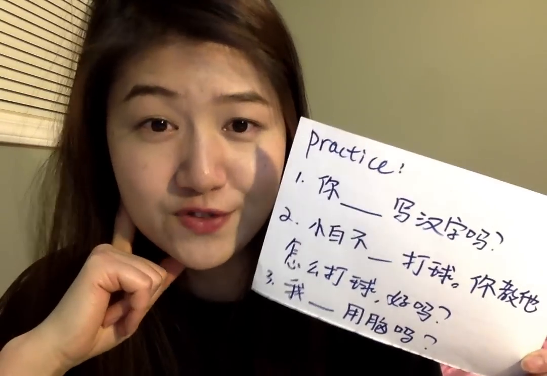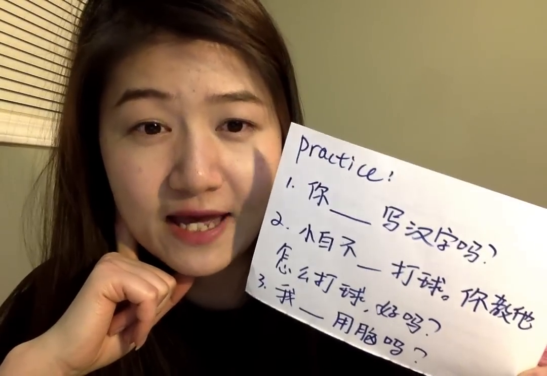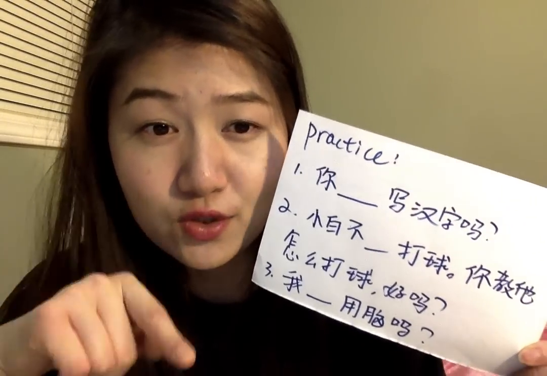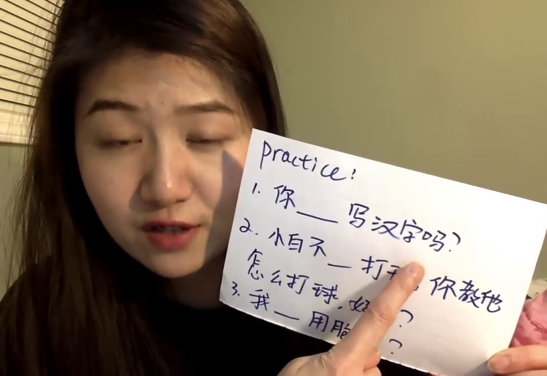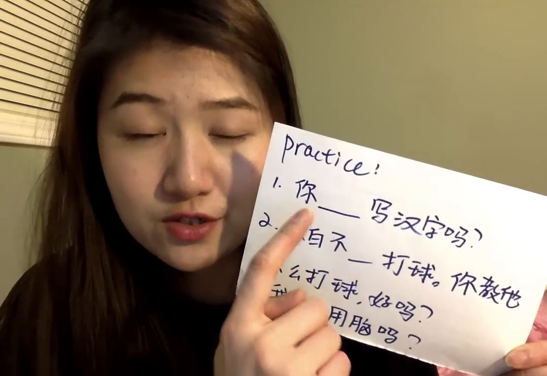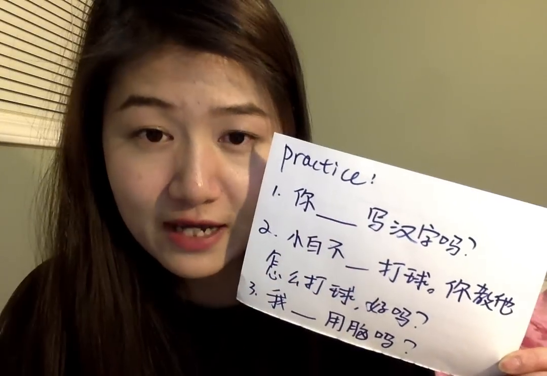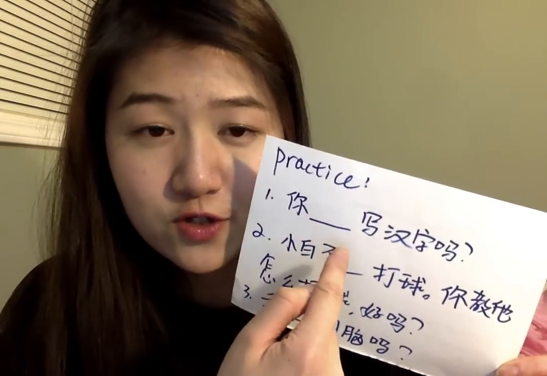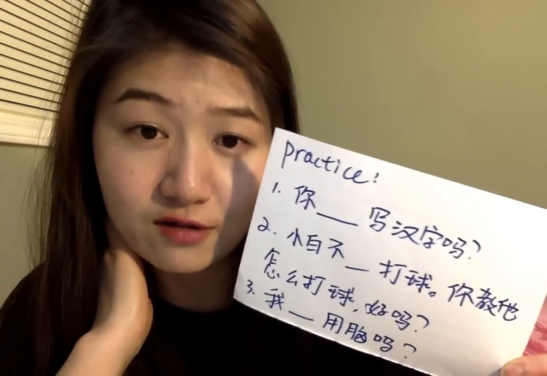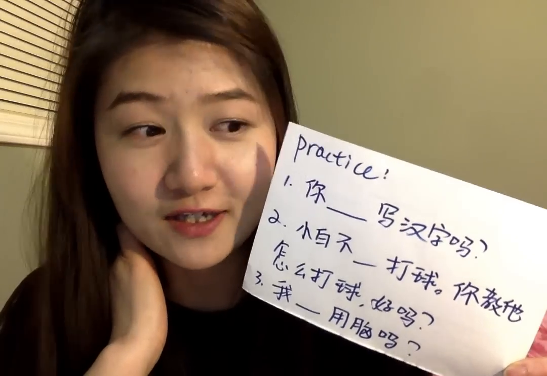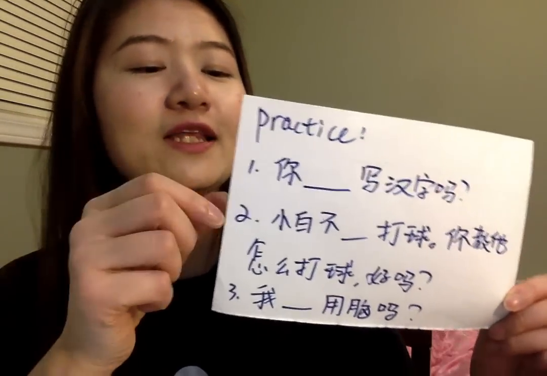Okay, so for the first one we should write down 会. 你会写汉字吗? So 你 means you, 写 means write, 汉字 means Chinese character, 吗 is a question particle. So do you know how to write Chinese characters, or can you write Chinese characters? Here we should say 会, because you learned how to write Chinese characters, and now you know how to write them. You acquired some knowledge, some skills. So the first one should be 会. Okay, let's take a look.